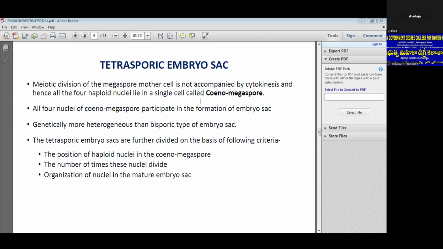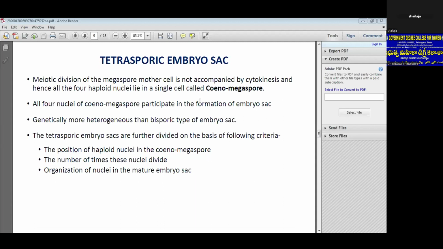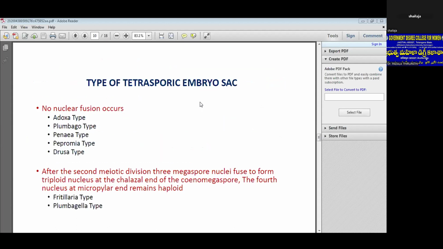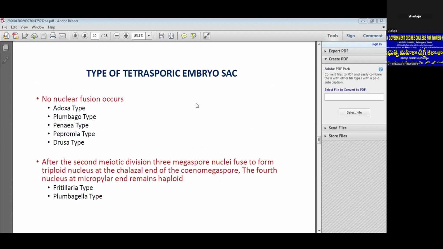The tetrasporic embryo sacs are further divided on the basis of the following criteria: mainly the position of haploid nuclei in the coenomegaspore, the number of times these nuclei divide, and the organization of nuclei in the mature embryo sac. In this embryo sac, the 4 haploid megaspore nuclei divide 1 or 2 times, and it forms 8 nucleate and 16 nucleate embryo sacs.